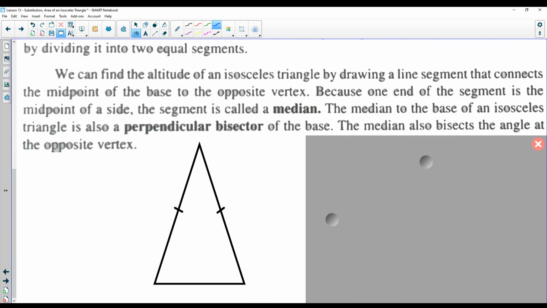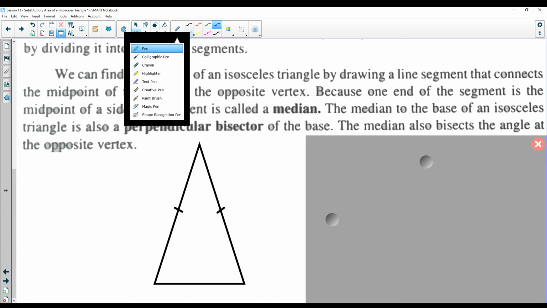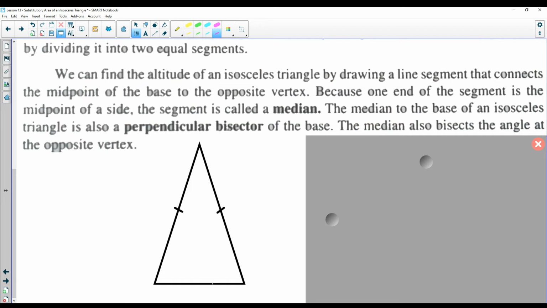So what does that have to do with the area of an isosceles triangle? Well, we can find the altitude of an isosceles triangle by drawing a line segment that connects the midpoint of the base, so find the midpoint of the base, to the opposite vertex. Okay, so down here at the base, this is the midpoint, right? So that means this base is cut exactly in half.